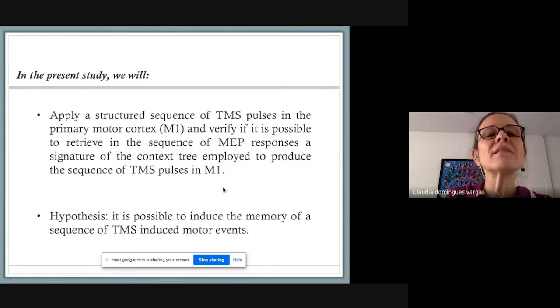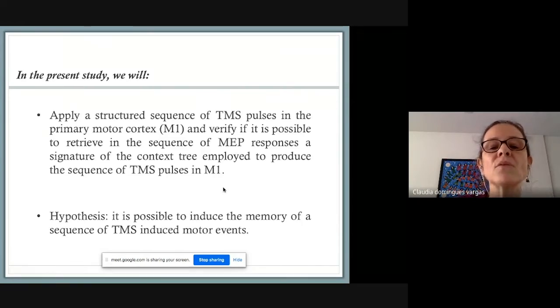So in the present study, we propose to apply a structured sequence of TMS pulses in the primary motor cortex and verify if it's possible to retrieve in the sequence of MEP responses a signature of the context tree employed to produce the sequence of TMS pulses in M1. So our hypothesis is that it is possible to induce the memory of a sequence of TMS-induced motor events.